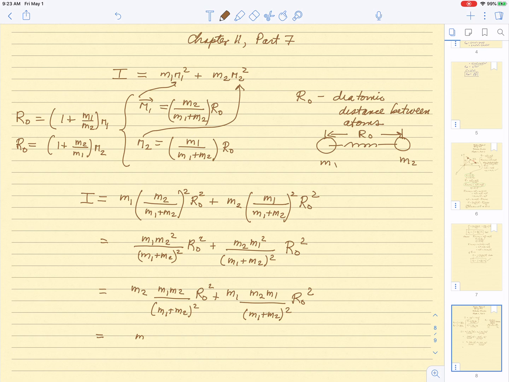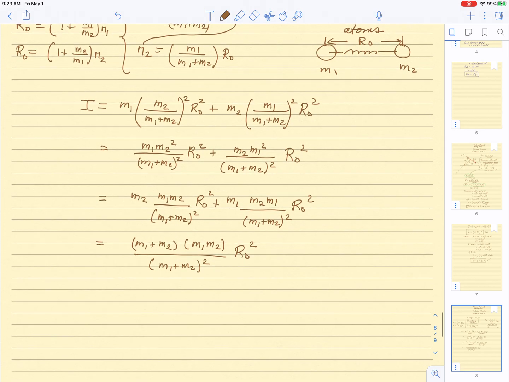This becomes then M1 plus M2 times M1 times M2 over M1 plus M2 squared times R0 squared. Factoring those out, remembering this is the rotational inertia. Right, one of these goes with one of these, and I get M1 M2 over M1 plus M2 R0 squared.